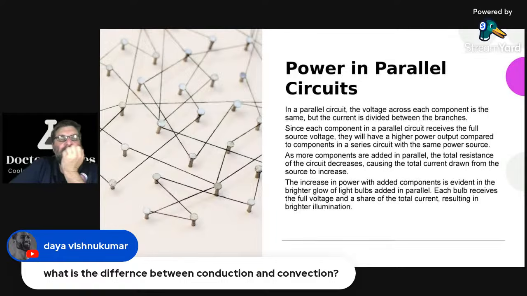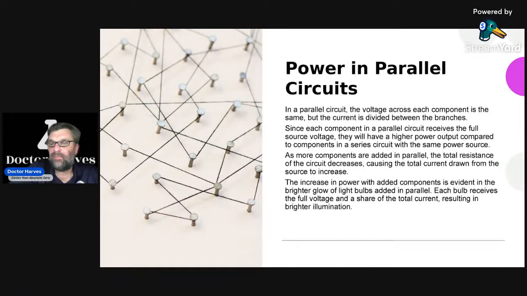Okay. The difference between conduction and convection. So conduction is heat transfer with solids, whereas convection is heat transfer with fluids. So heat transfer in liquids and gases. So there we go.